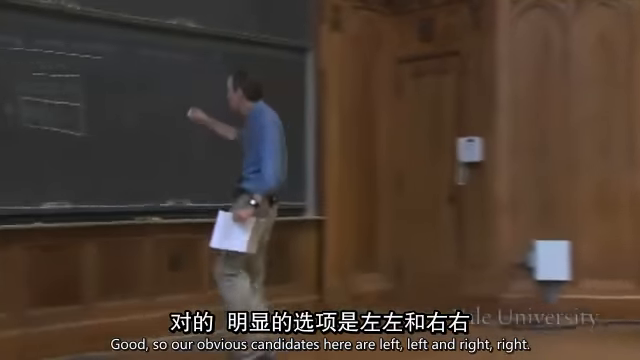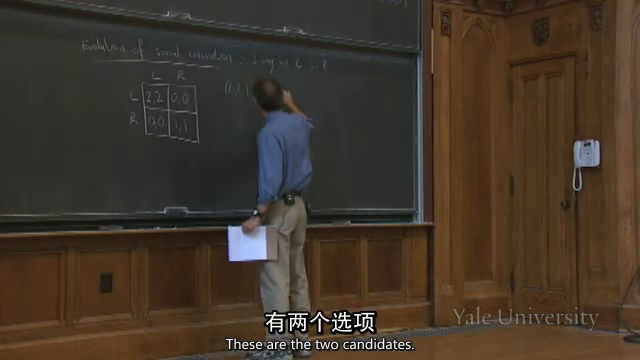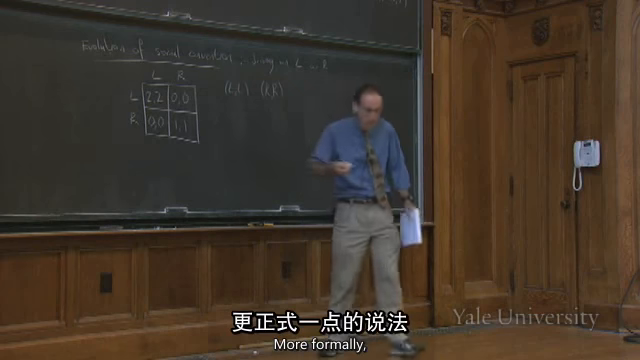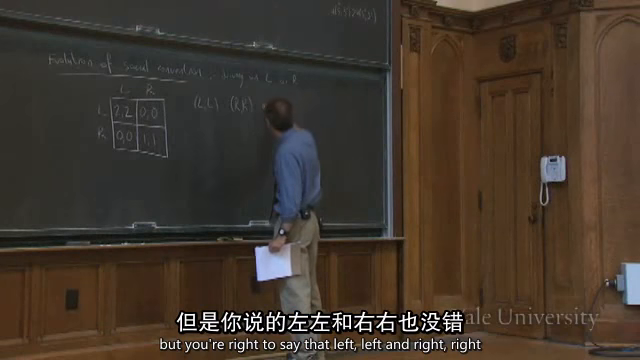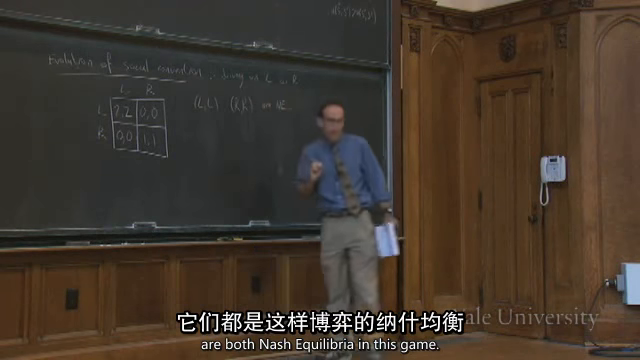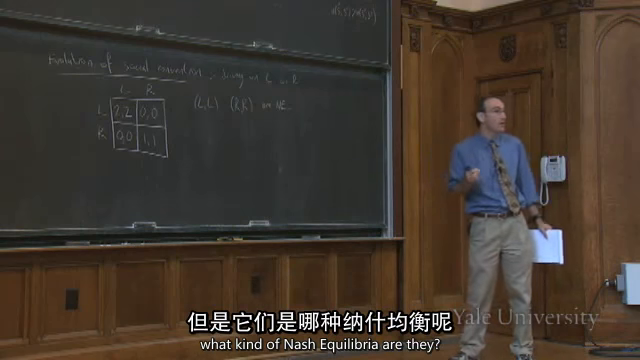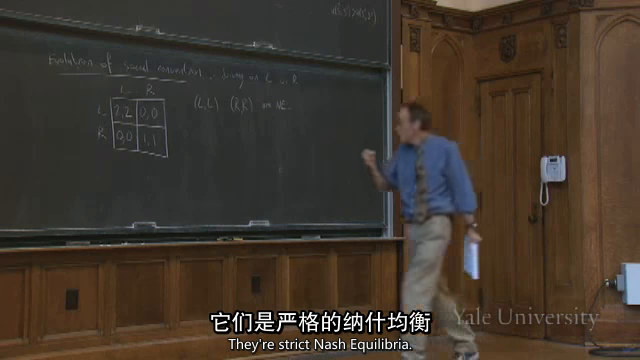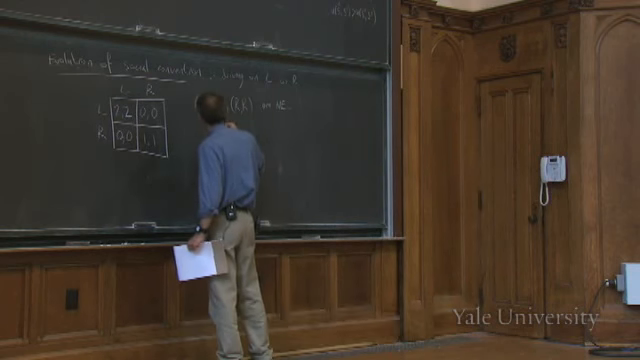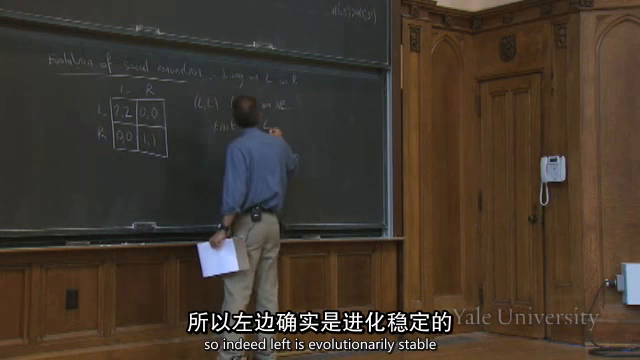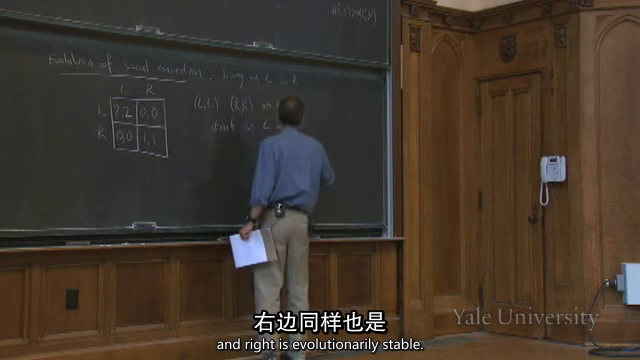Good. So our obvious candidates here are left and right. These are the two candidates, right? Or more formally, left is a candidate and right is a candidate. But you're right to say that left and right are both Nash equilibria in this game. Is that right? And what's more, not only are they Nash equilibria, but what kind of Nash equilibria are they? They're strict Nash equilibria. Both are strict. So indeed, left is evolutionarily stable and right is evolutionarily stable.